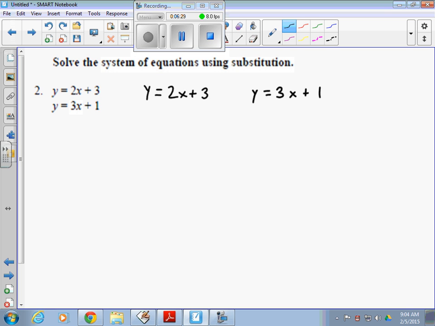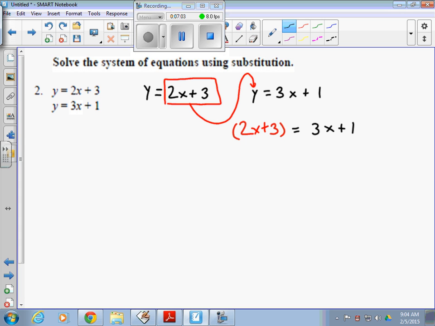Now with these examples, you don't have to decide which variable to isolate like yesterday. And you don't have to isolate anything because y is already isolated. y is already on the left side of the equal sign by itself. y is equal to 2 times x plus 3. So what you could do is take that expression and drop it in place of y in the other equation. That gives you 2x plus 3, again in place of y, equals 3x plus 1.